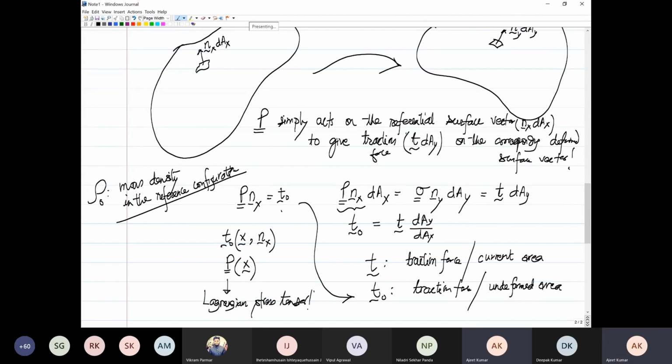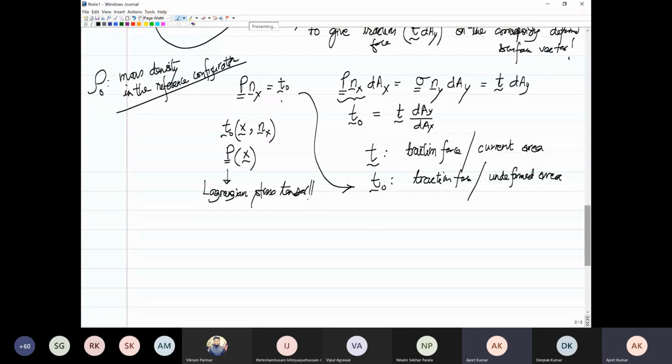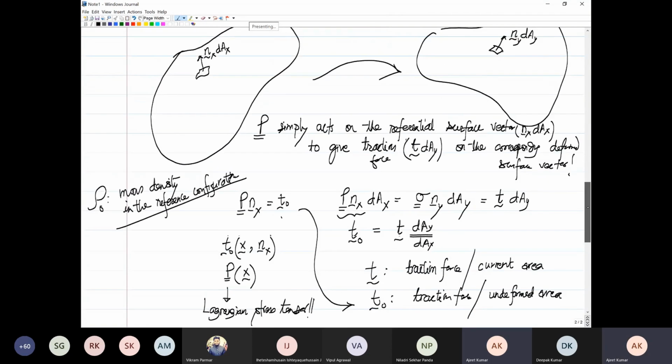There are of course several other forms of stress tensor. What we saw is the first Piola-Kirchhoff stress tensor. Then there is also the second Piola-Kirchhoff stress tensor, and then the Biot stress tensor. But let's not get trapped in so many stress tensors for now. I'll just write them here, but let's not bother about them. But yes, the first Piola-Kirchhoff is something that we got introduced to.